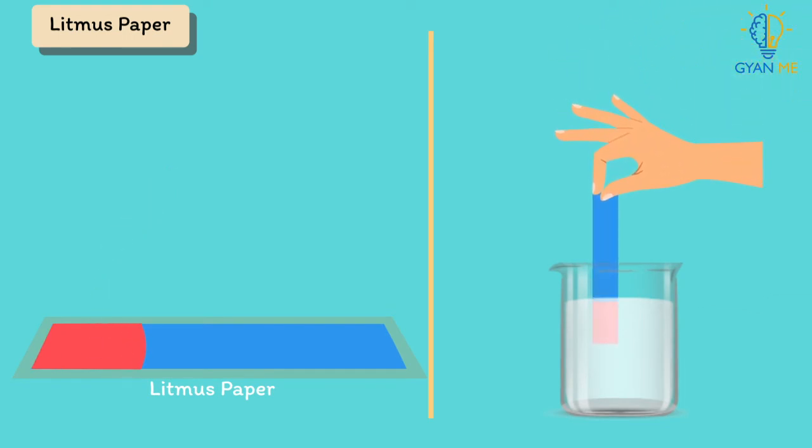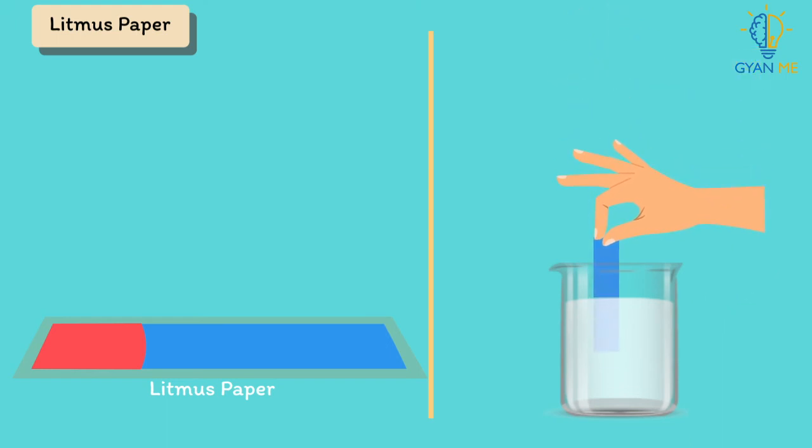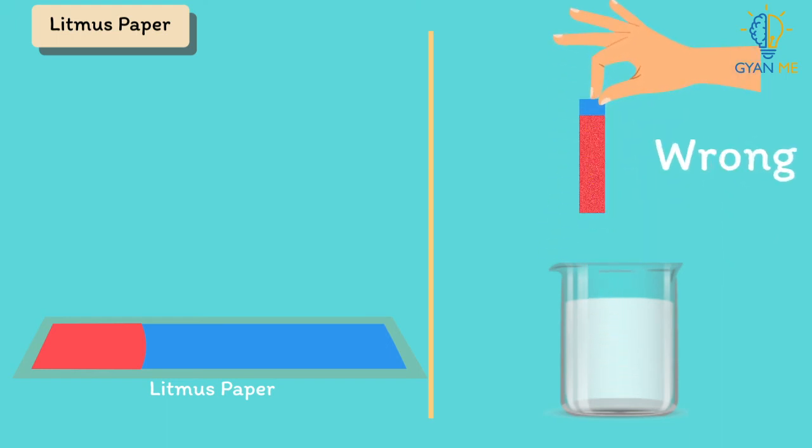To perform the test, place a drop of liquid sample on a small strip of paper or dip a piece of litmus paper in a small quantity of the sample. Ideally, don't dip the litmus paper in an entire container of a chemical. The dye could contaminate a potentially valuable sample.